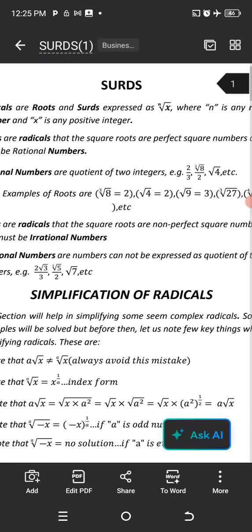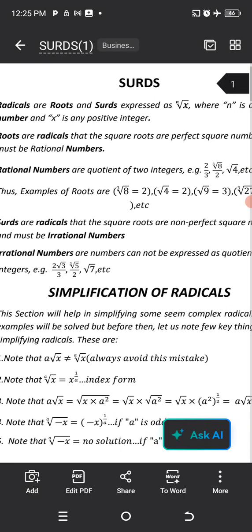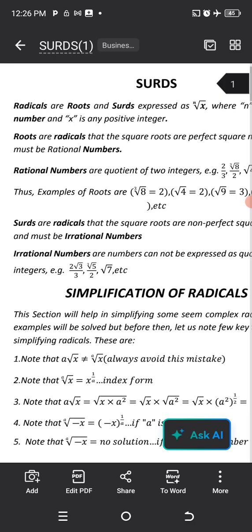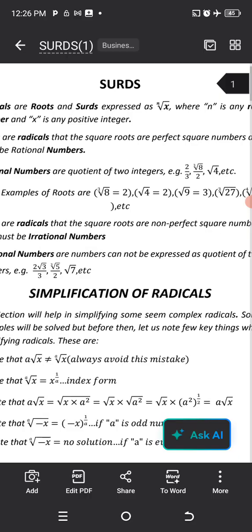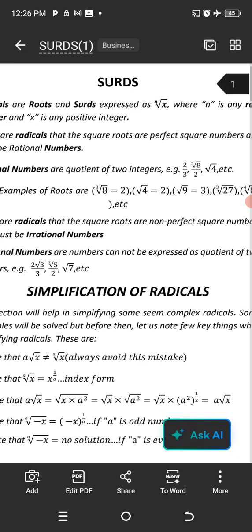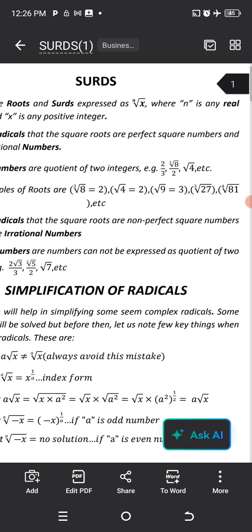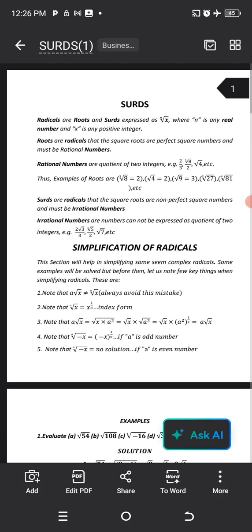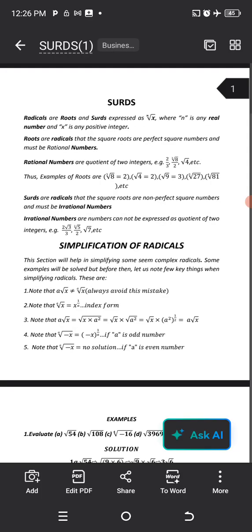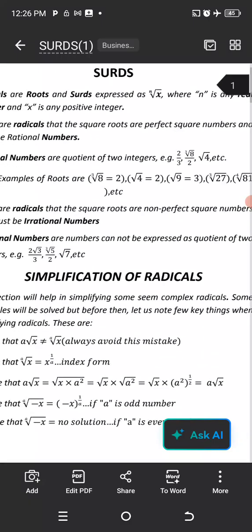When we talk about roots and surds, both are radicals actually. But roots are radicals where the square root or the nth root must give us a perfect number, and it must be a rational number. It must be in the form of a rational number, and rational numbers are quotients of two integers, that is 2 over 3, as mentioned here.